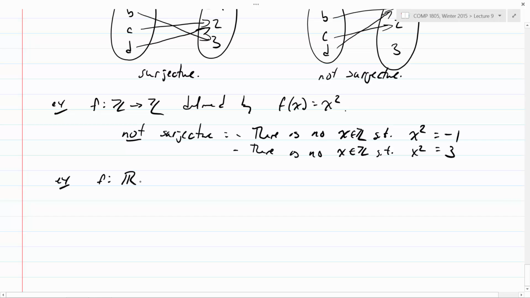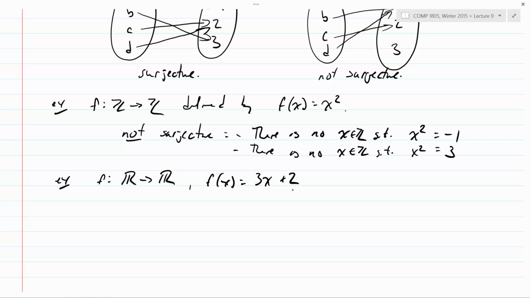So f goes from the reals to the reals, and it's f of x equals 3x plus 2. Is that going to be surjective? Yeah, so why is it going to be surjective? Well, it's a line, right? And it has non-zero slope, which means eventually it's going to hit every possible output value. Its slope is finite, so it will hit every possible output value.